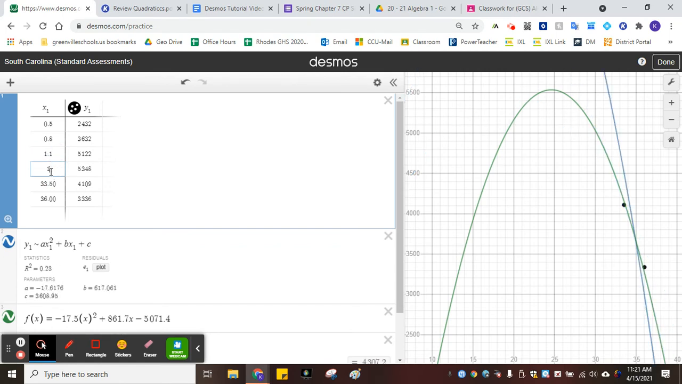Double check when you're plugging these numbers in. It's worth it. If you get one number wrong, your question is wrong. Your answer's going to be wrong. Everything you're going to do is going to be wrong.